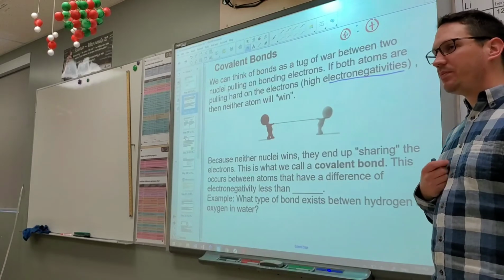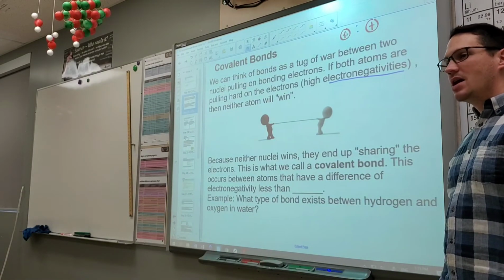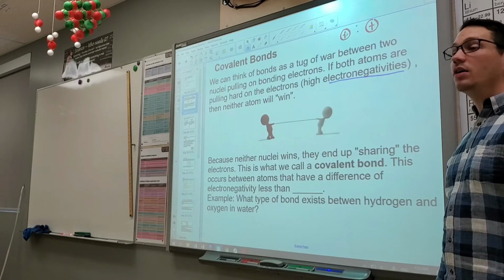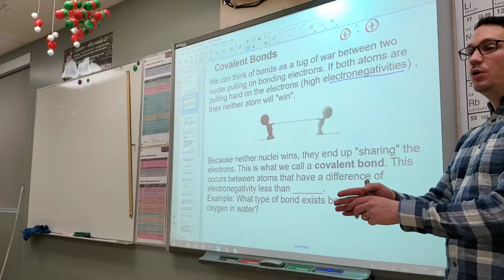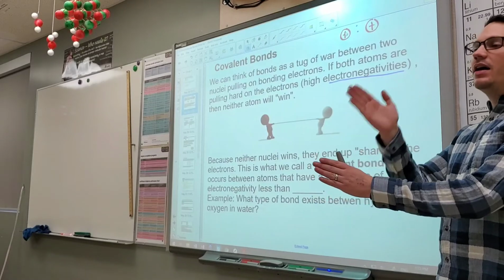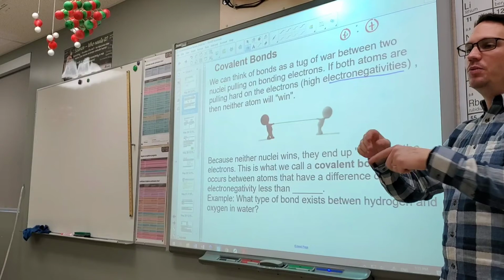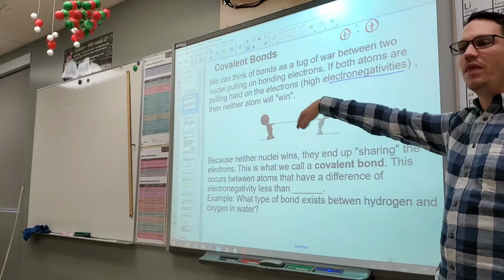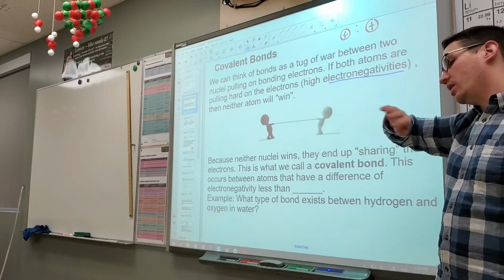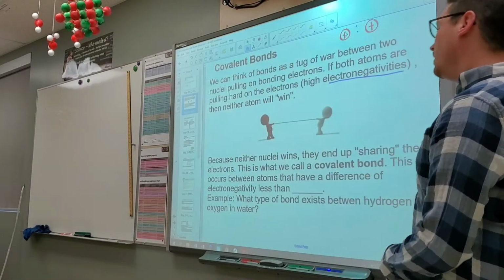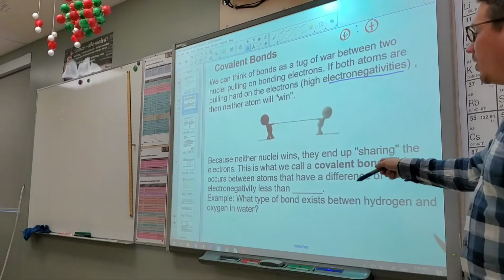How much higher would the electronegativity have to be on one thing to rip the electrons away? We're going to talk about that. We're going to talk about the threshold. We define it that if the difference is greater than this, we say one of them has just won the battle. It's just all the time the electrons hang out with that one thing. Okay, this is a covalent bond.